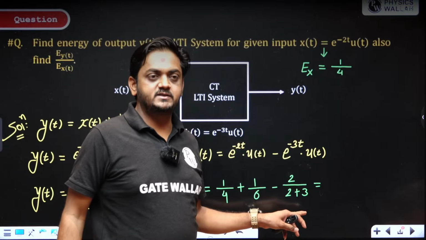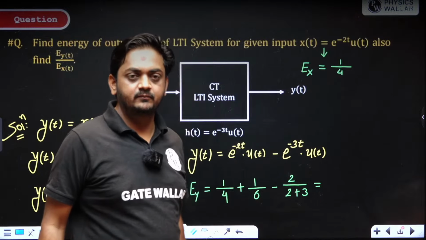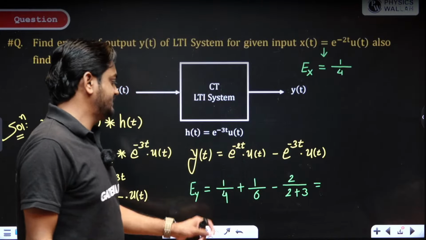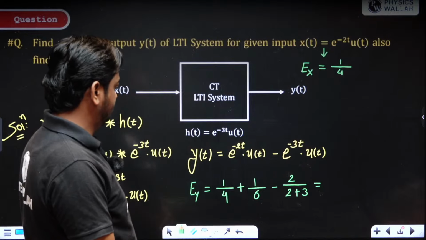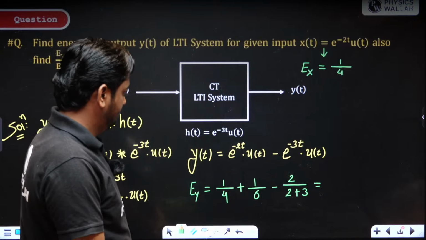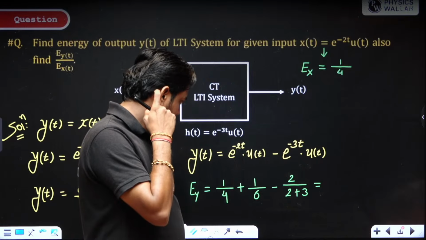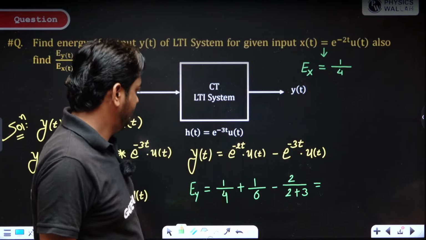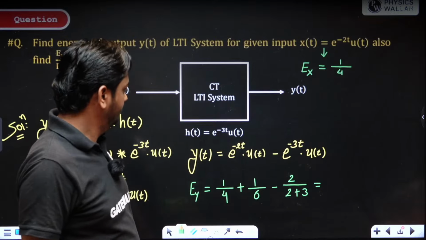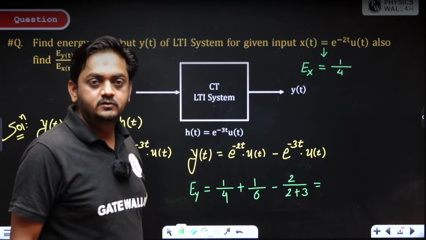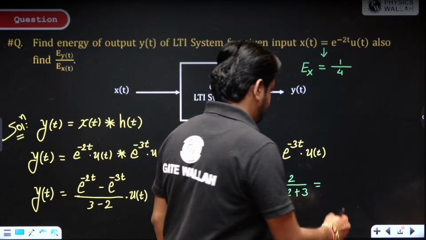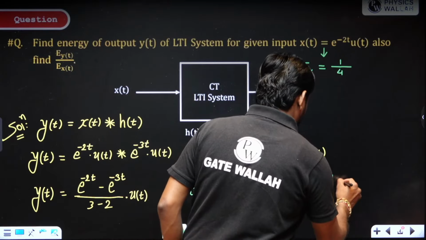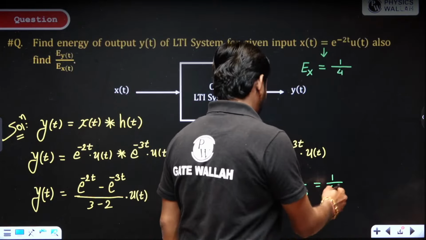Are you getting 1 by 60 here? Tell me. Just tell me, are you getting 1 by 60? Just take the LCM and tell me the correct answer. You will get here 15, 10, 25, so 1 by 60. Yes, you are getting 1 upon 60 unit. So this is the energy of the input signal.